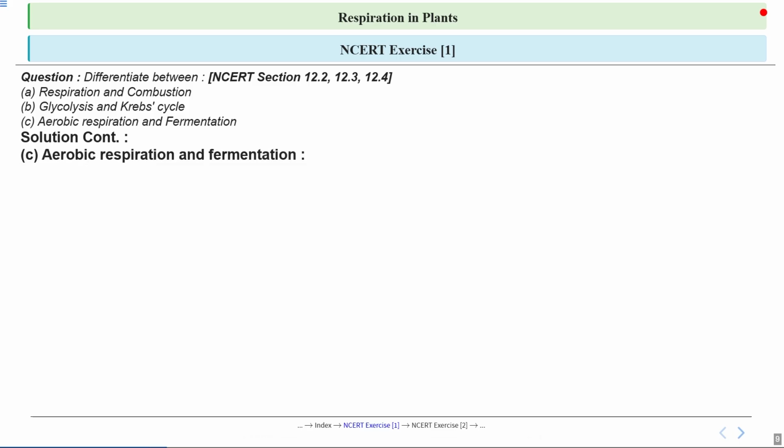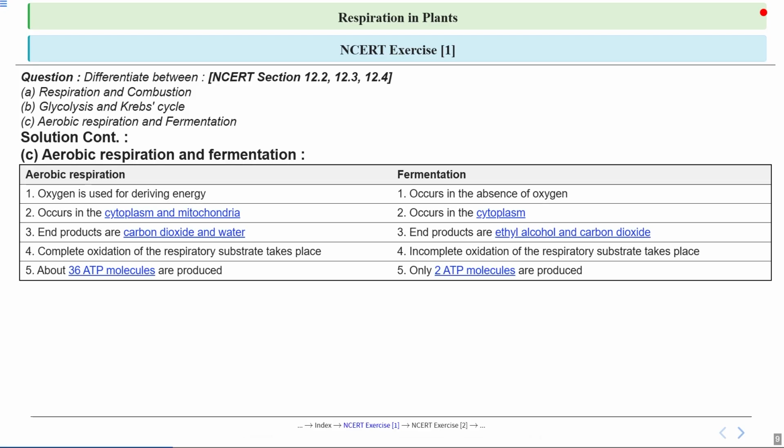Now let us look at question C, which is where we differentiate between aerobic respiration and fermentation. Aerobic respiration is a process which is taking place in presence of oxygen. So here oxygen is used for deriving energy. That is, for energy production, oxygen is very important, because oxygen here is the final electron acceptor to produce water.